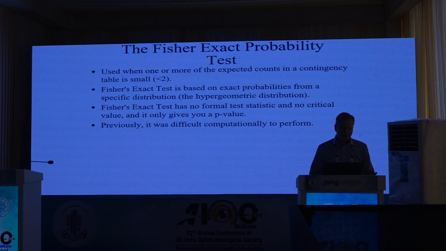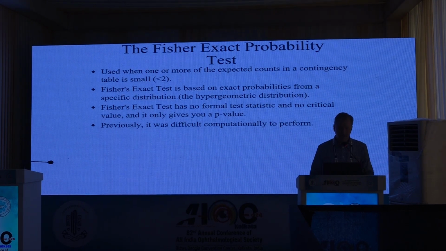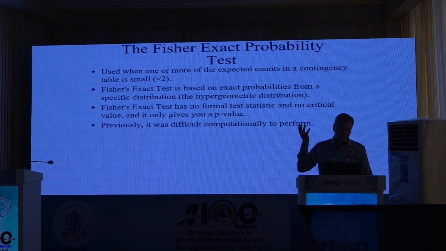And it's based on the exact probabilities of the specific distribution. There's no formal test statistic and no critical value. It only gives you a p-value. And previously it was very difficult computationally to perform. And so when I have categorical variables, I almost always just do a Fisher's exact test anyway, because it'll work with all of your analysis. So if you're writing, for example, statistical code in R, you can just run it with your Fisher's exact test for all of your data. And if your data has too much sample size, it's still okay. It works out the same.